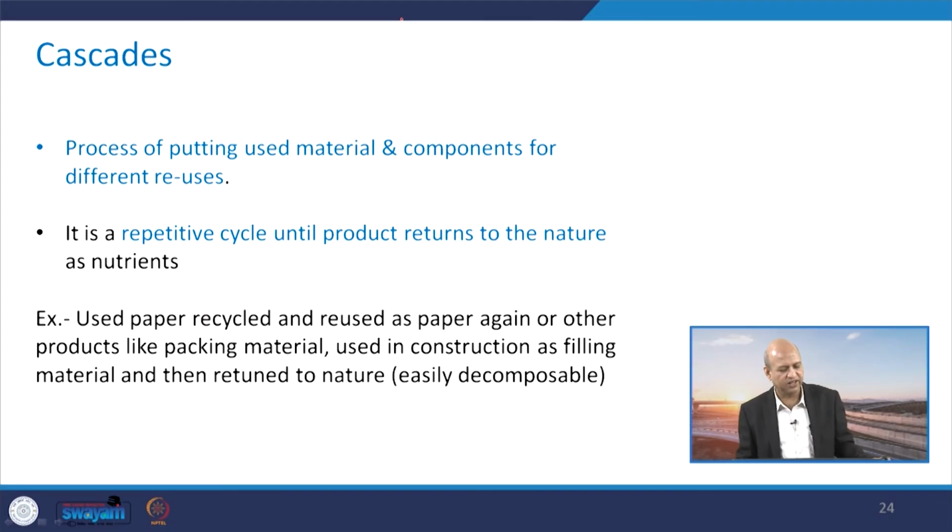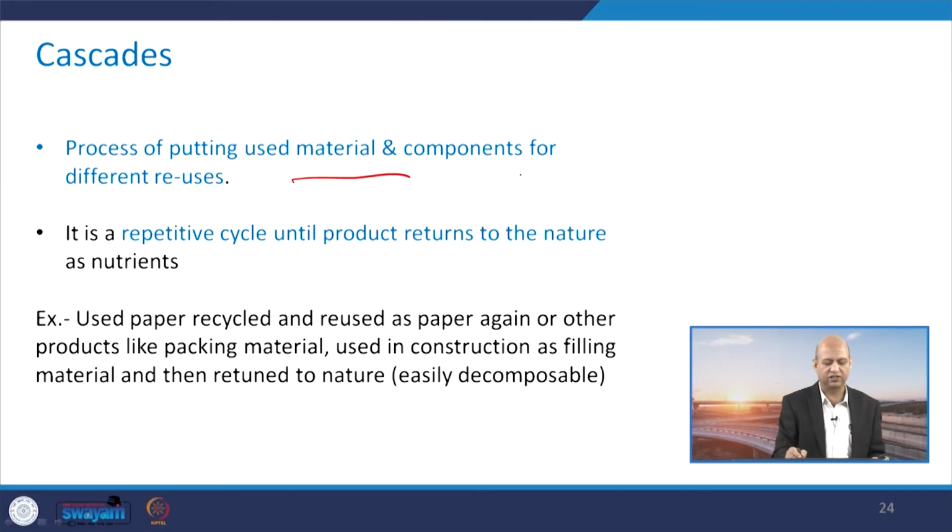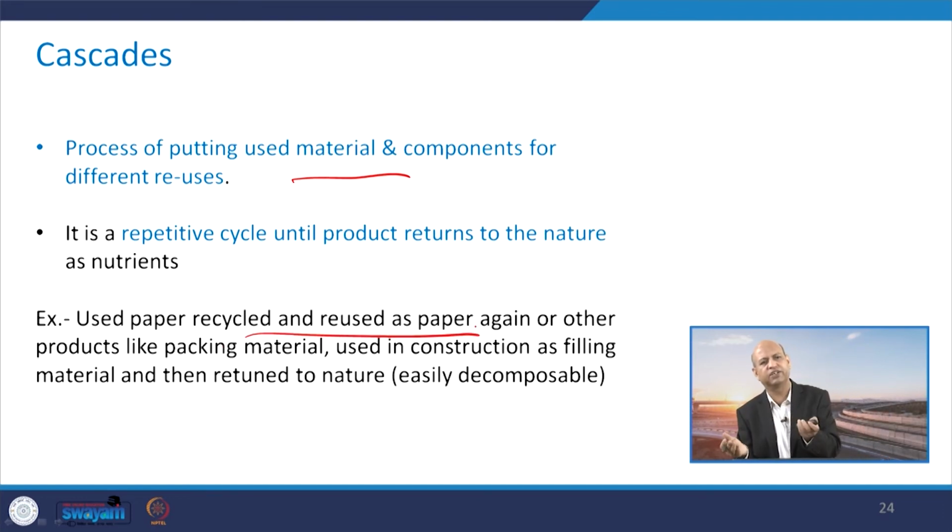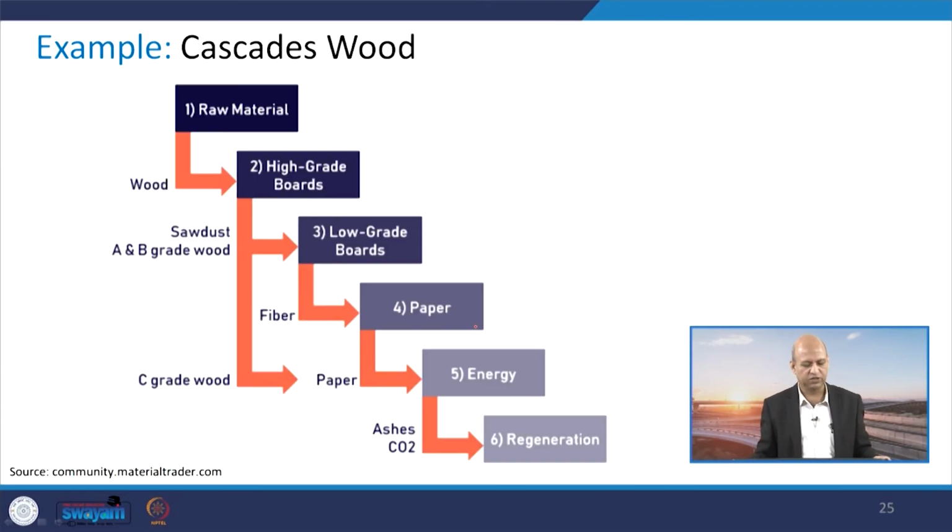Then there are cascade effects, step by step. So, the process of putting materials and components to reuse. One step, then a second step. In that way, paper is recycled and reused for other purposes, like packaging material, and ultimately, when it is not usable, it is very easily decomposable. Okay? Then it goes to nature and becomes the nutrient part. Those kinds of things must be seen.